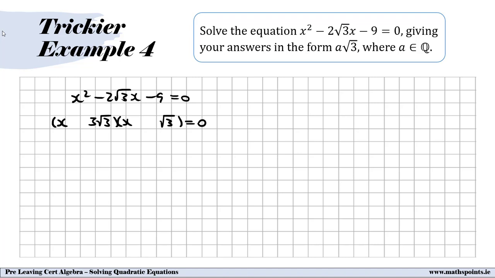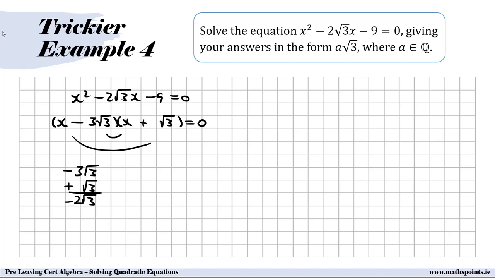Then you can see that x by x is x squared, 3 root 3 by root 3 is equal to 9, and then the product of the inner, 3 root 3, and the product of the outer, root 3, can combine to give us the minus 2 root 3. And they'll combine to give us that if I give the 3 root 3 a minus and the root 3 a plus. So 3 root 3 gets a minus and the root 3 gets a plus.